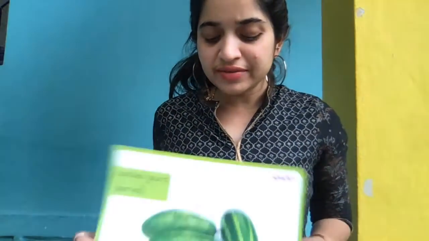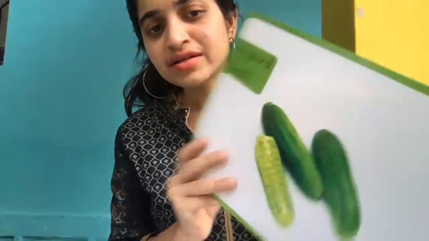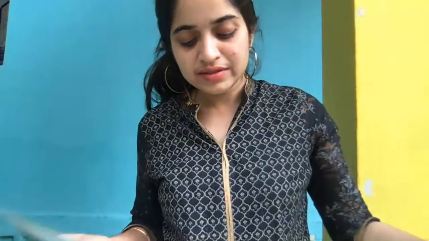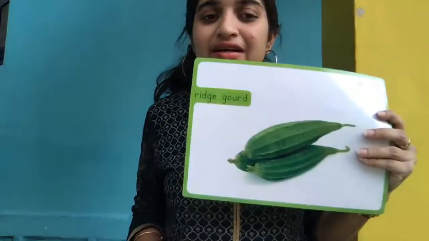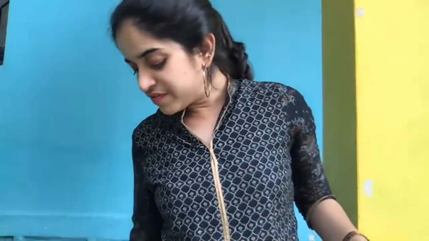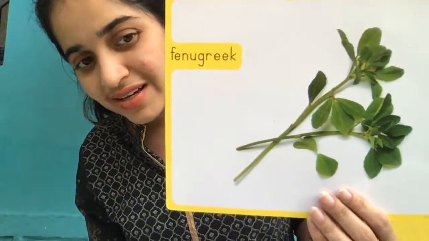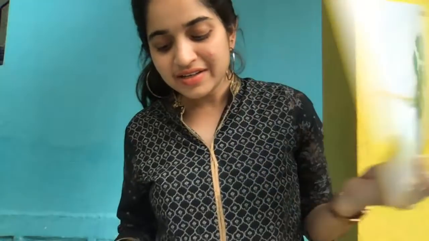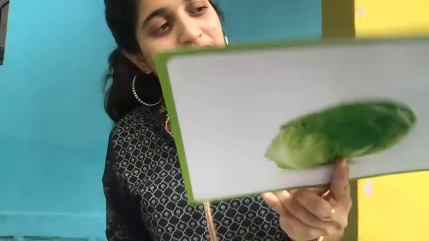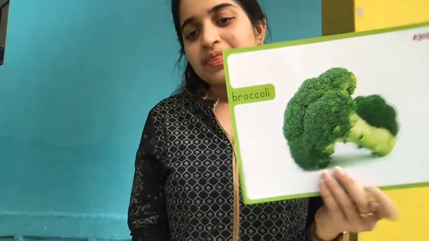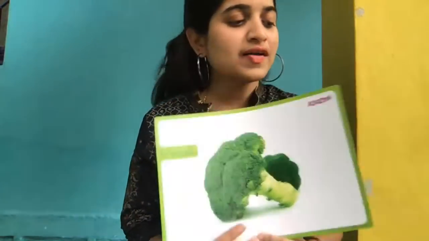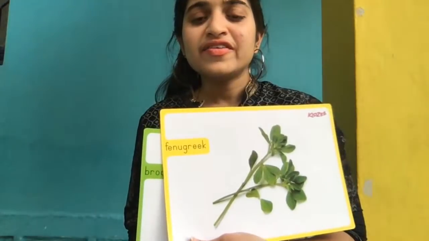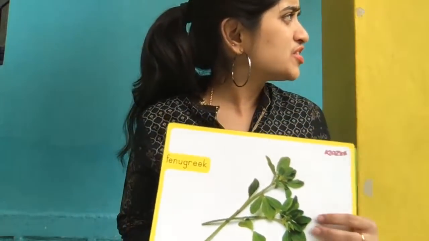Can you tell me few gourds, children? Pointed gourd, ivy gourd, snake gourd, ridge gourd are the different gourds. And children, now can you tell me few leafy vegetables? Fenugreek, coriander, lettuce, broccoli are the leafy vegetables. Okay, children. Lettuce, broccoli, coriander, fenugreek are the leafy vegetables.